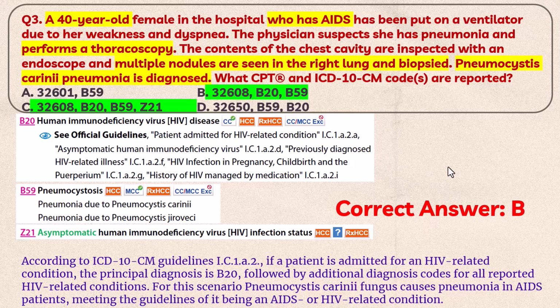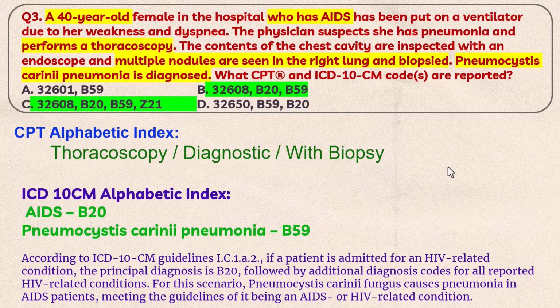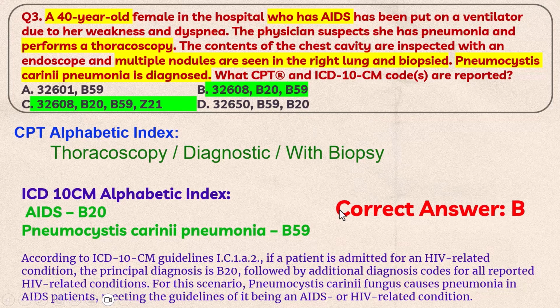If you encounter this case in a real working scenario, you have to use the alphabetic index of both CPT and ICD-10-CM. In the CPT alphabetic index, first go to the main term thoracoscopy, then the subterm diagnostic, then the subterm biopsy, then you'll find the codes and come back to the tabular list and confirm the answer. For the ICD-10-CM, first go to the codes for AIDS, that is B20, then go for the codes pneumocystis carinii pneumonia, that is B59. So the correct answer will be answer B.